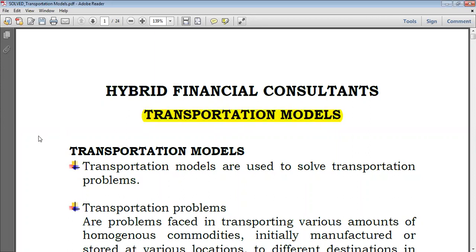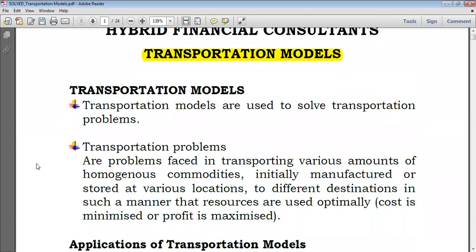So what are transportation models? Transportation models are just used to solve transportation problems. And what are transportation problems actually? Transportation problems are problems that are faced in transporting various amounts of homogeneous commodities initially manufactured at various locations. So this is our point. You have a lot of products at various locations and you need to move them to different destinations.